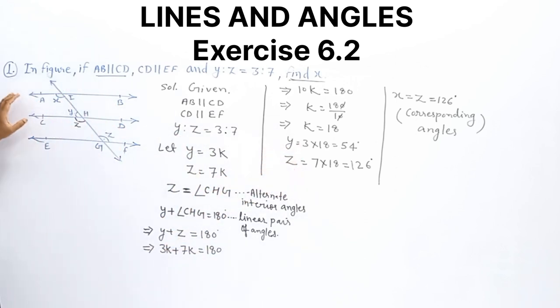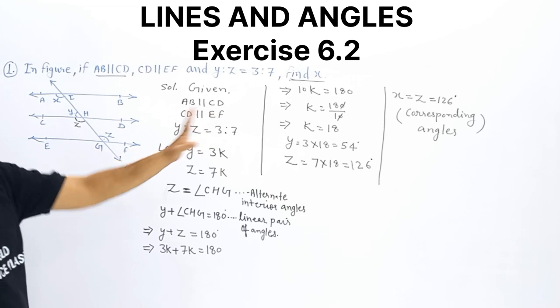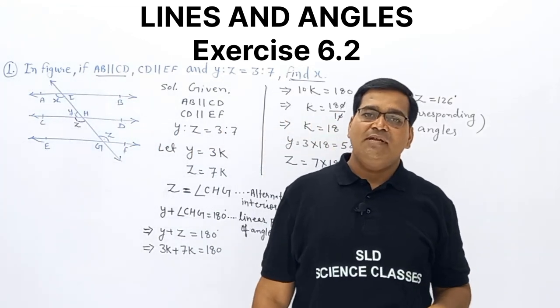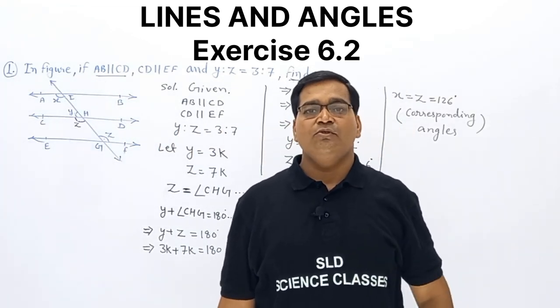And finally, what we can say: both lines are parallel. It means this x value we want will be the corresponding angle of this angle. We obtain this one. It means angle CHG is z, and this will be x, and this will be our required answer. I hope you understand this question. That's all about this question. Thank you so much.